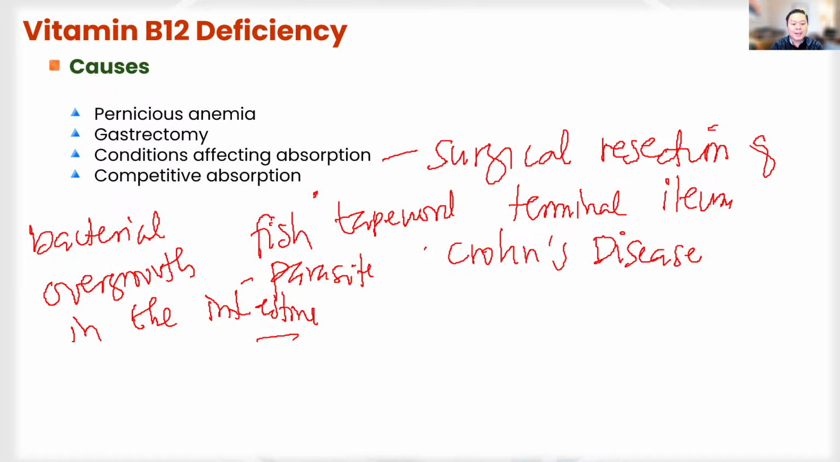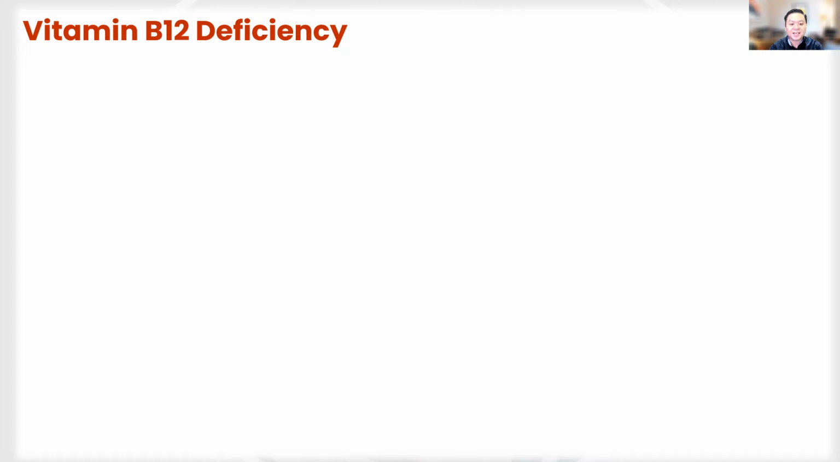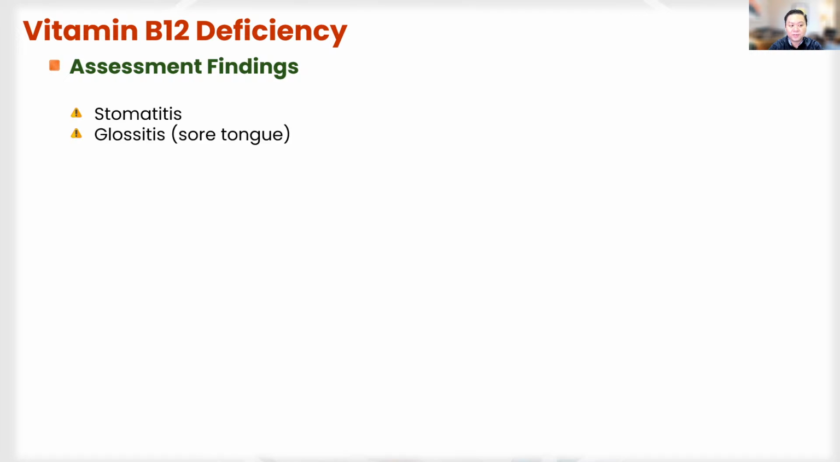Okay. So let's go over into our next section of the topic here, which is the assessment findings. And top of the list here is the sore tongue, called stomatitis or glossitis, the inflammation of the tongue and the mouth. So these are the most common assessment findings in a patient with vitamin B12 deficiency. So what are these two? Well, of course, there is going to be inflammation of the tongue and soreness. And this is occurring because of the different changes in the epithelial tissue of the tongue.